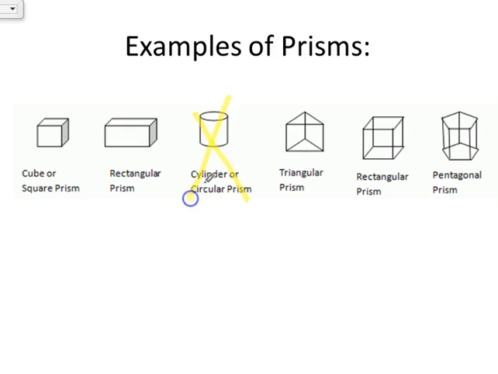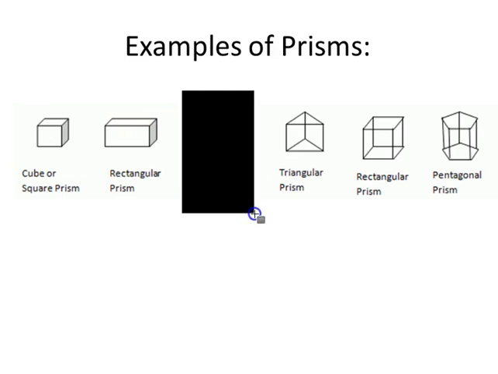That's not really, actually, I don't want that one in there. Let's ignore that one. Let's pretend that's not there, because we call those cylinders in this class. Triangular prism, we've got two triangular bases. The rest are parallelograms. We've got a rectangular prism, pentagonal prism, because the bases are pentagons.